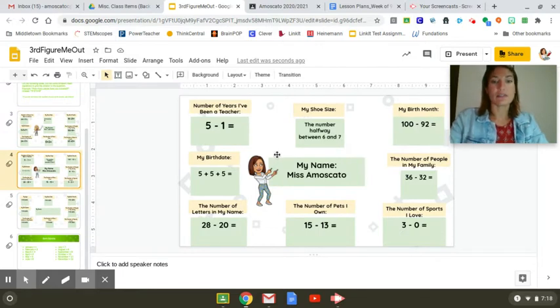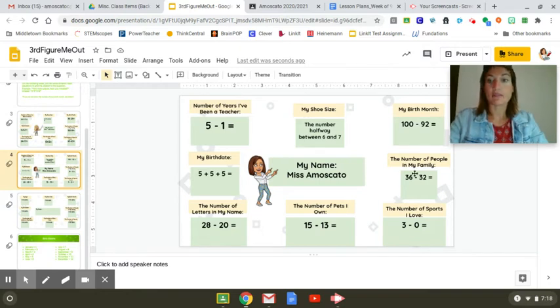So this is for me. Number of years I've been a teacher, 5 minus 1. Solving that will tell you the answer. My shoe size, the number halfway between 6 and 7. My birth month, 100 minus 92. My birth date is 5 plus 5 plus 5.